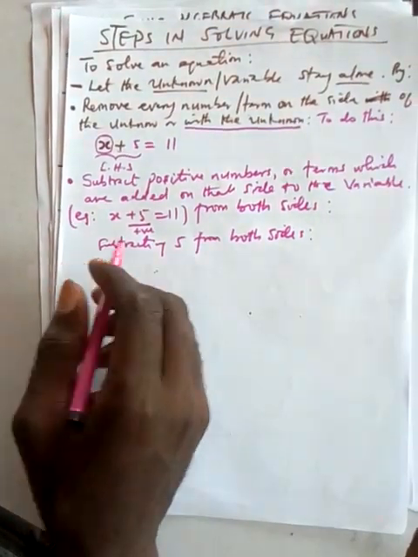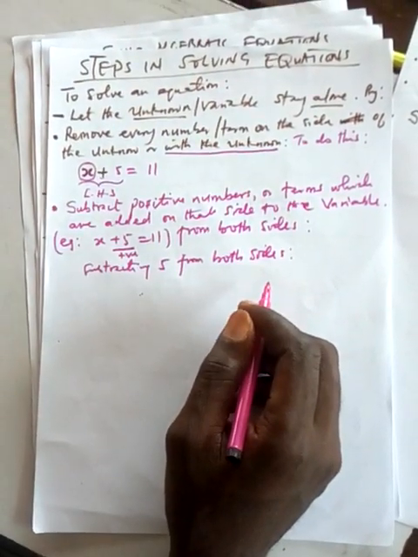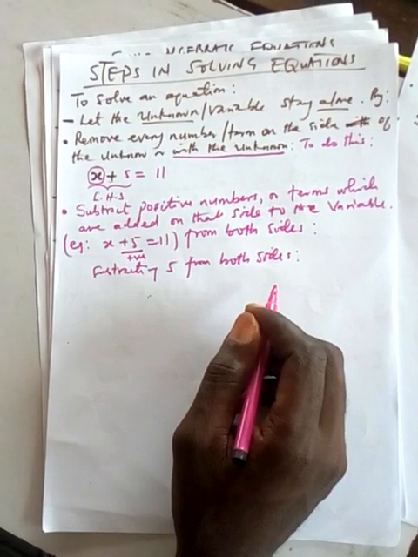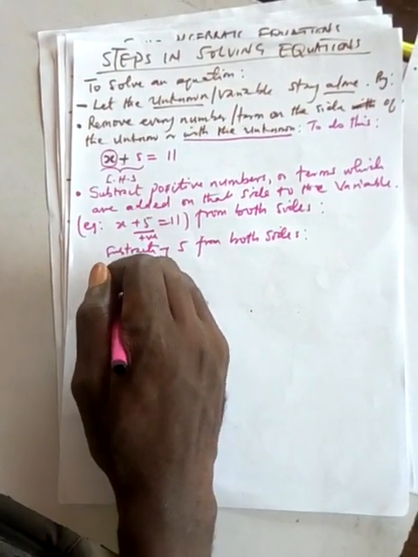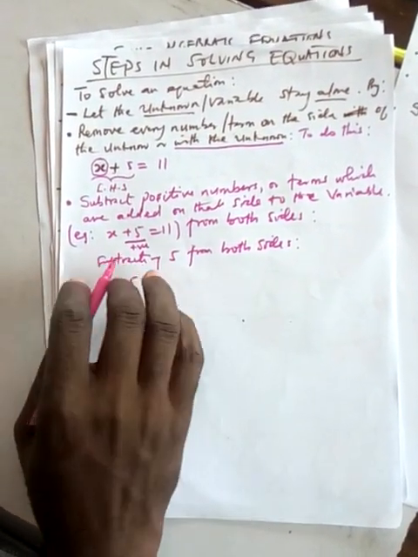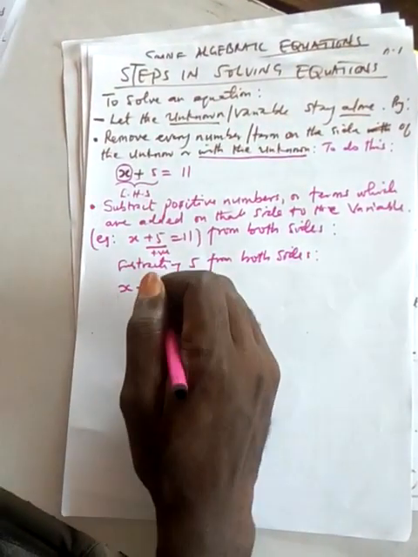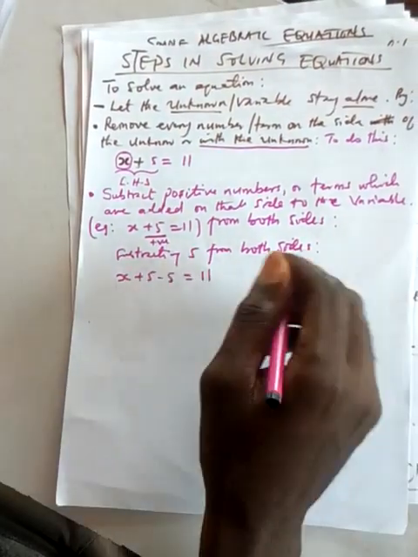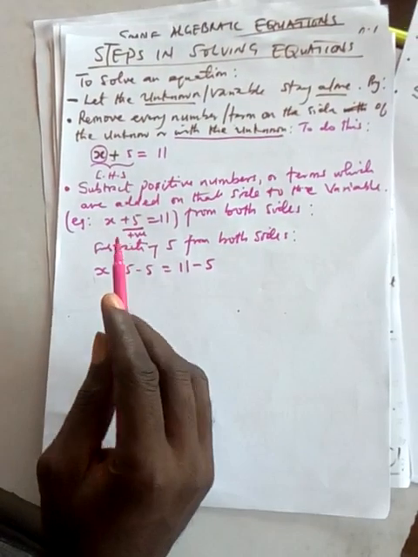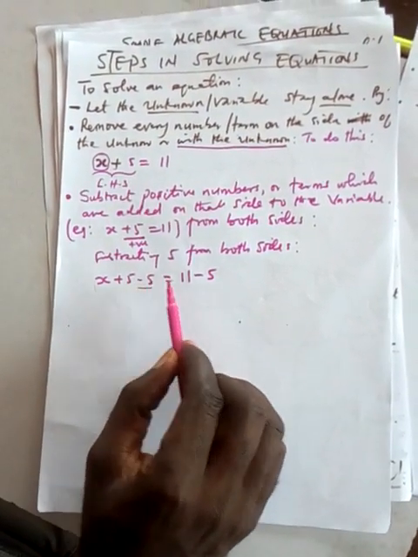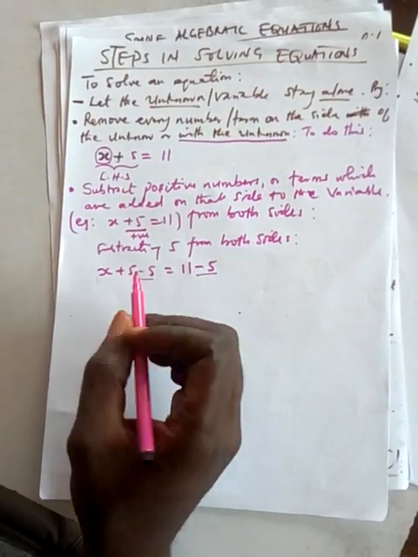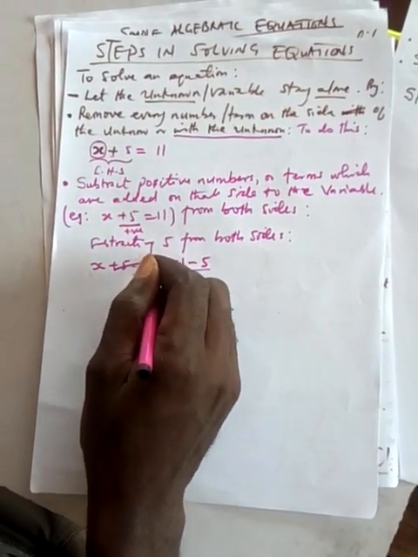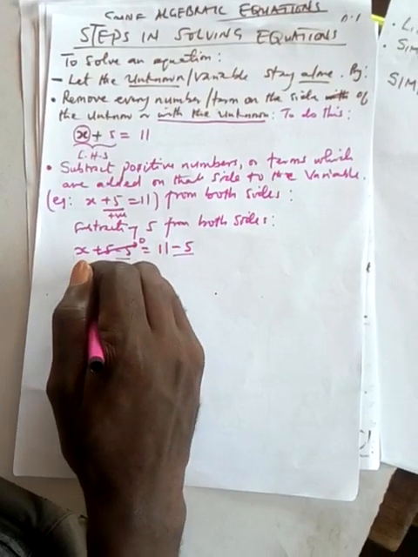In the beginning, these statements are very important until you are very used to solving equations. So we have x plus 5. We are doing what we have said. On this side, we subtract 5, equals 11. On this other side, we also subtract 5. So on the left hand side, we have subtracted 5. On the right hand side, we have subtracted 5. 5 minus 5 is 0. What is remaining here now is x.